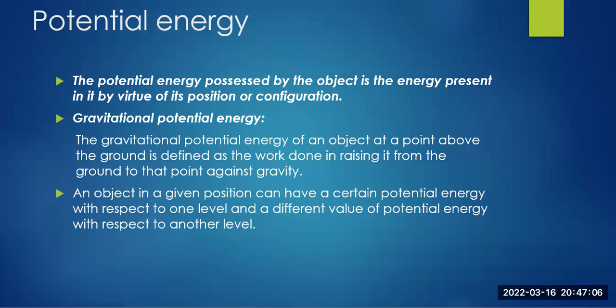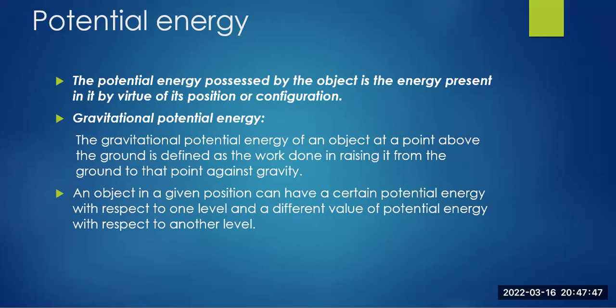Next, we come to potential energy. By definition, the potential energy possessed by the object is the energy present in it by virtue of its position or configuration. When we say by virtue of its configuration, the examples are a spring or a bow. They possess potential energy by means of their specific configuration. But here, we are considering the potential energy due to gravitational force, that is gravitational potential energy.